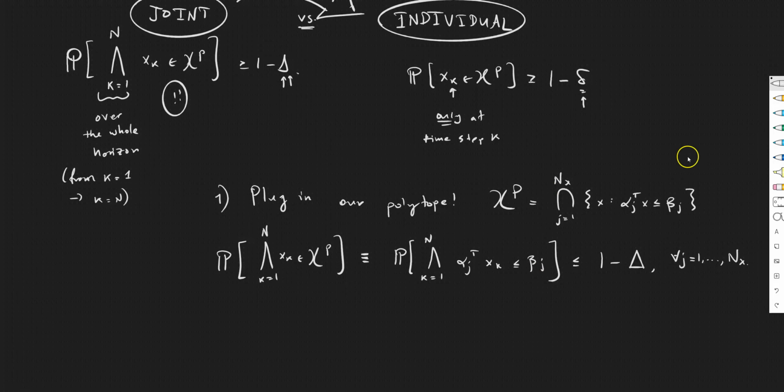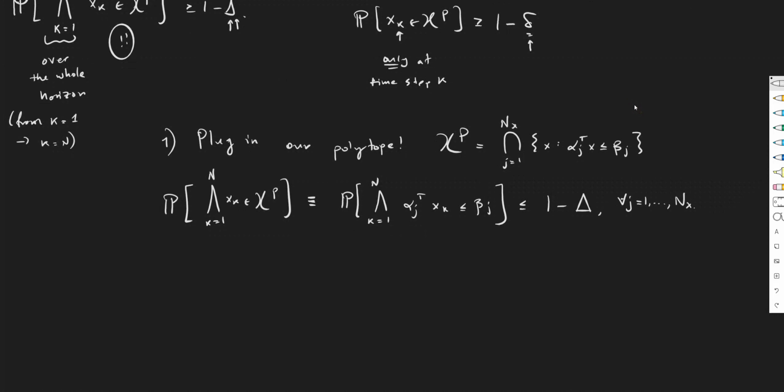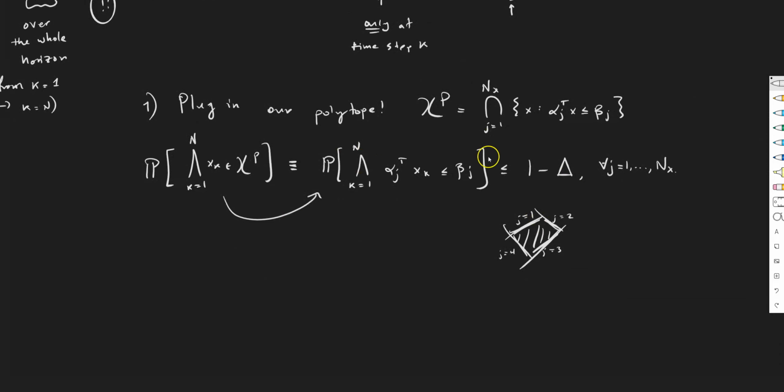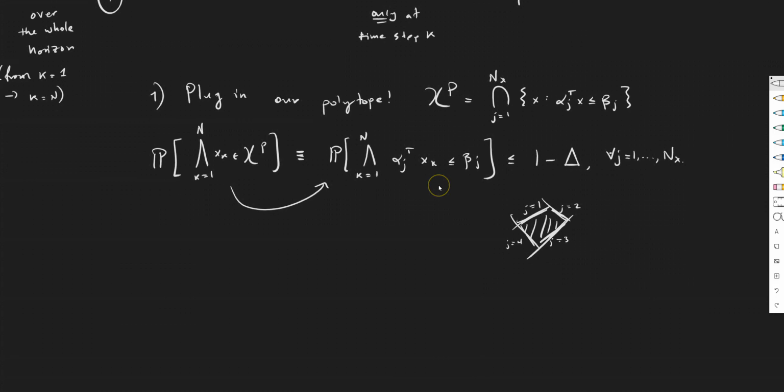Okay? So all I've done here, I took the definition of a polytope, I plugged it in, and I'm saying that in order to satisfy this for all time steps, I can satisfy it for all sides as well. So for example, this can be j equals 1, j equals 2, j equals 3, j equals 4. If it's inside all of these, then it must be inside the polytope. That's it. Okay, so we got this. Now what? We still have this pesky AND operator here.